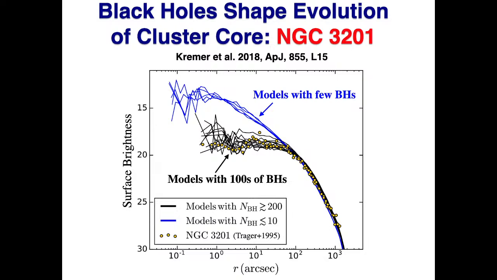So we argue that it's not a coincidence that this particular cluster is the one in which these black holes have been identified. It's actually a natural consequence of the fact that it has such a large core, because there's a large underlying population of black holes in the center.